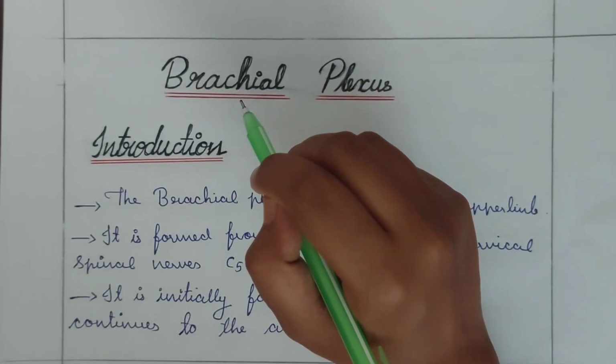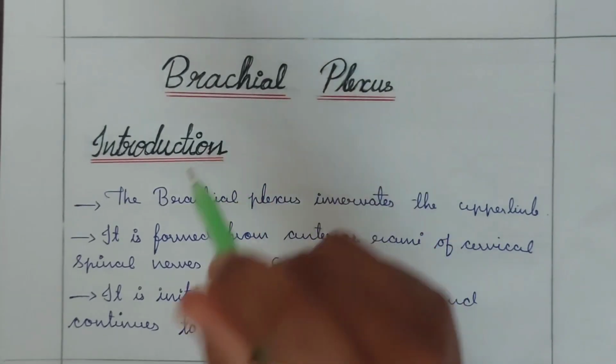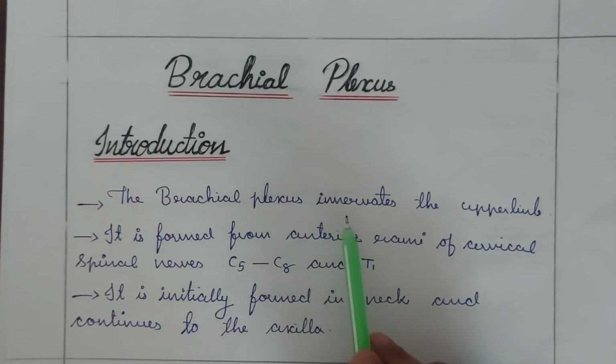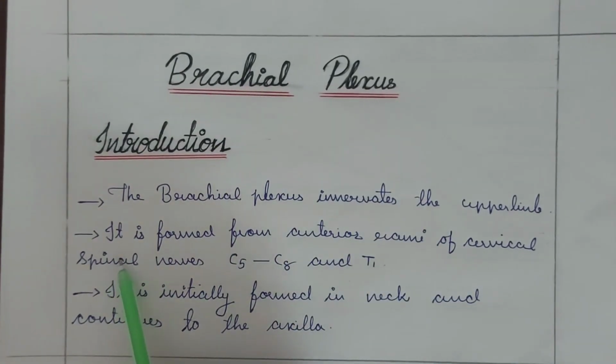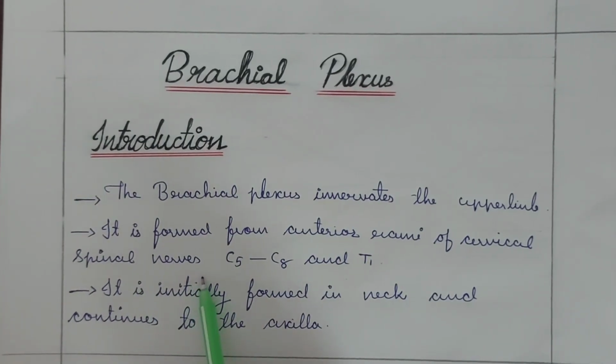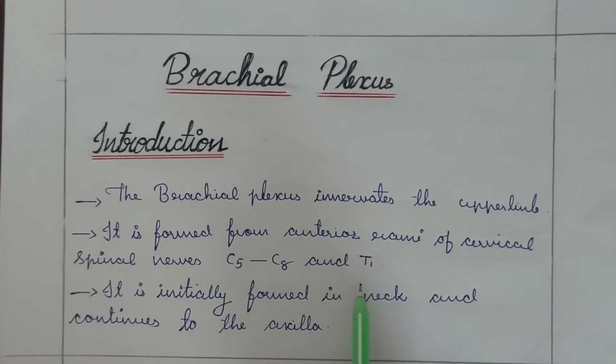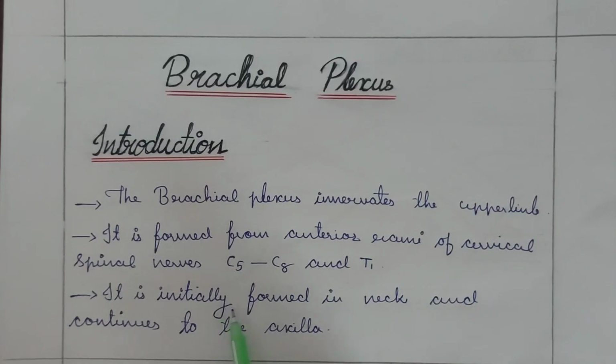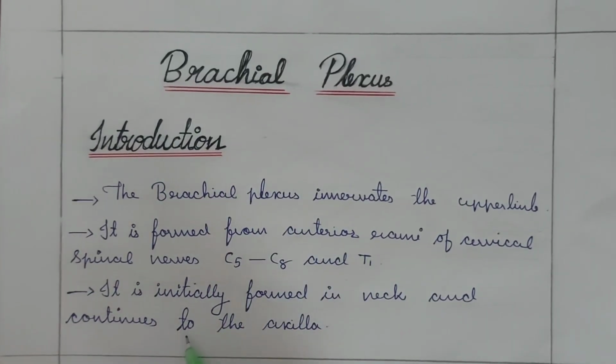First, we will see the introduction on brachial plexus. The brachial plexus innervates the upper limb. It is formed from anterior rami of cervical spinal nerves C5 to C8 and T1 vertebrae. It is initially formed in the neck and continues to the axilla.